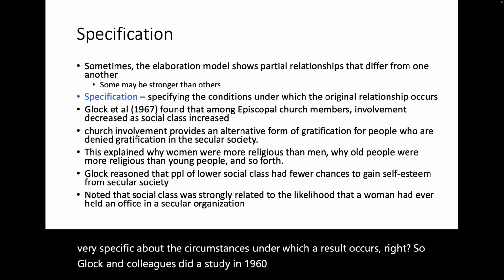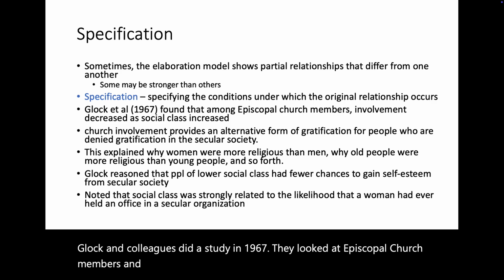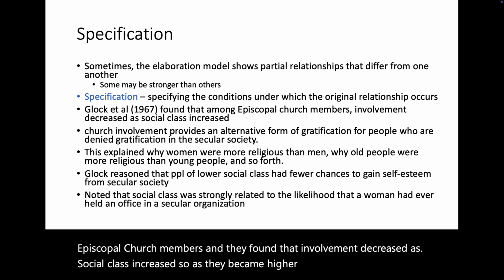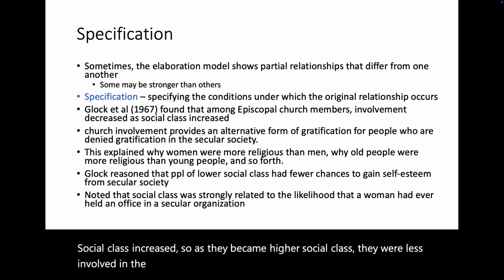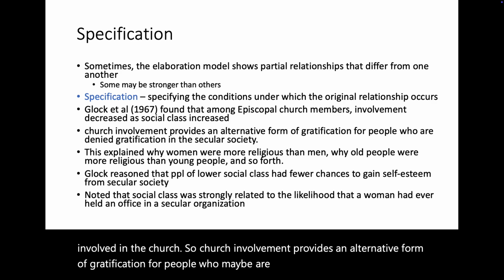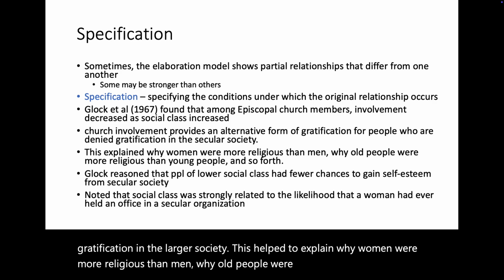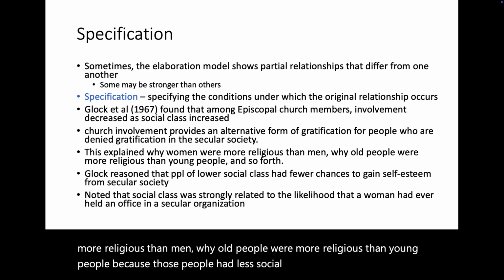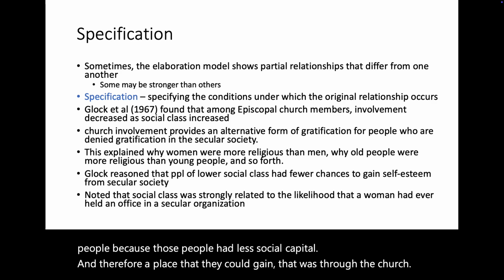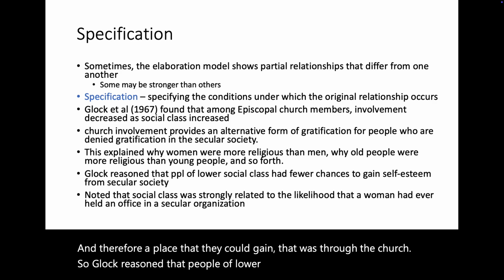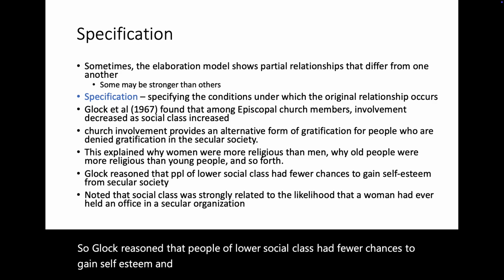They looked at Episcopal church members and found that involvement decreased as social class increased. So as they became higher social class, they were less involved in the church. Church involvement provides an alternative form of gratification for people who maybe are not feeling success or gratification in the larger society. This helped to explain why women were more religious than men, and why old people were more religious than young people, because those people had less social capital, and therefore a place that they could gain that was through the church. So Glock reasoned that people of lower social class had fewer chances to gain self-esteem in secular society.